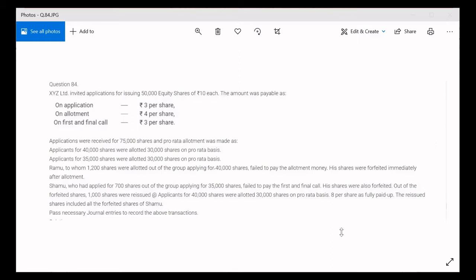So, as mentioned, the question is again on the pro rata basis. And now we're going to see how and what kind of journal entry can help us out. So I'm sharing the screen. As we see here, I've jotted down the solution.